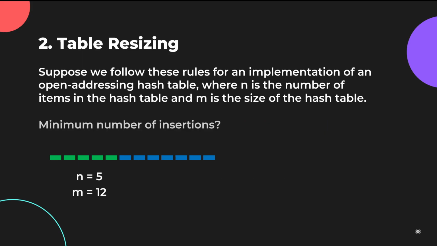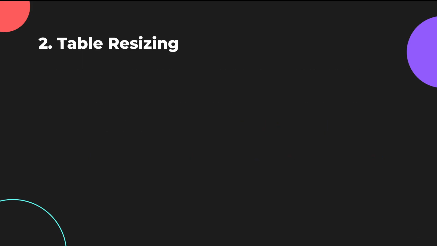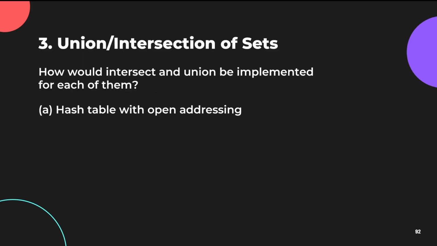Let's move to question number 3 about union and intersection of sets. How would intersect and union be implemented for each of them? First of all, hash table with open addressing, including the runtime. This part is difficult, let's say. Ideas. Okay.